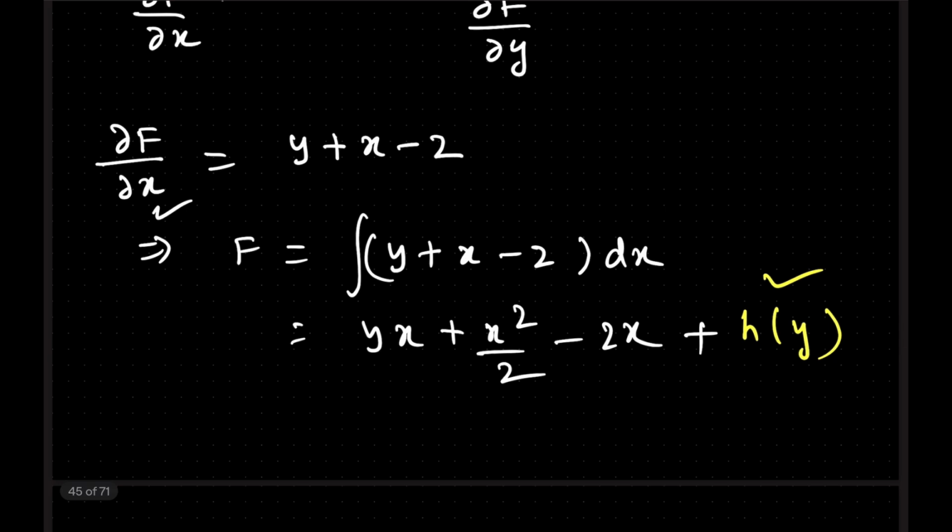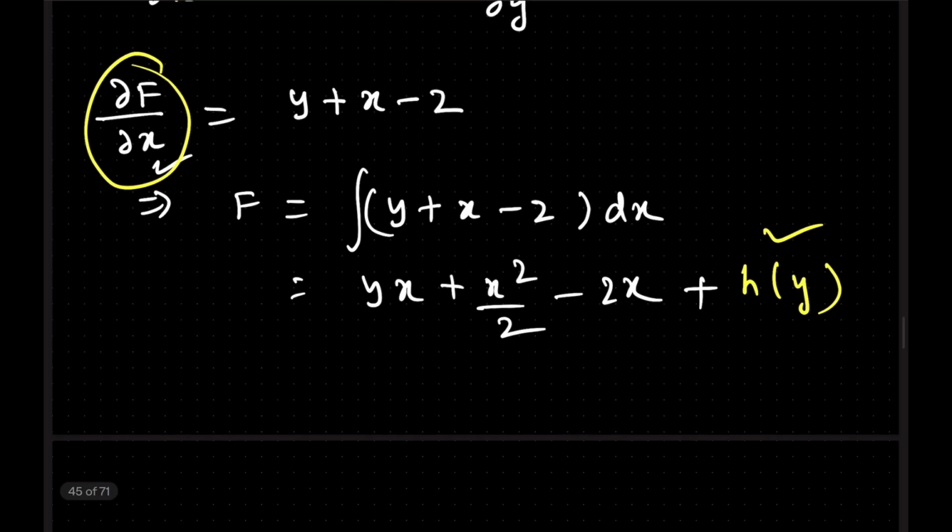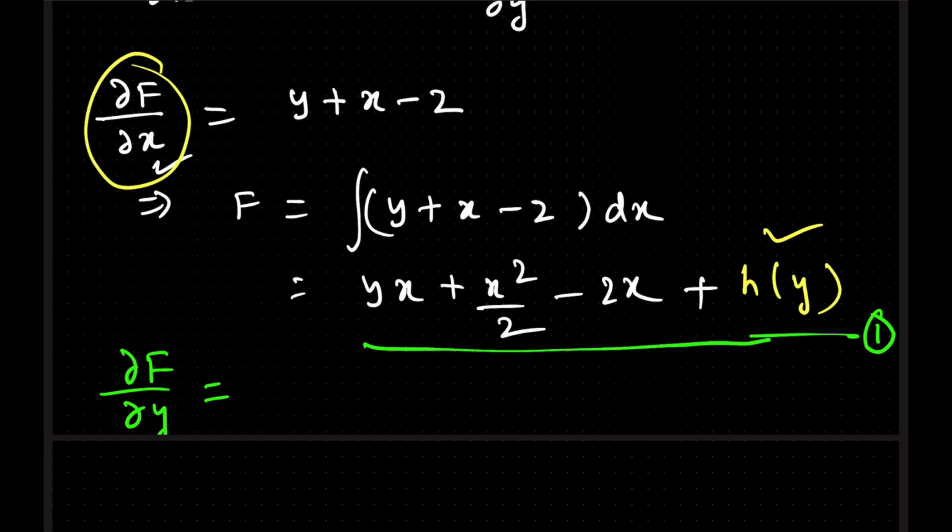So now in our step 2, since we have done partial differentiation with respect to x, now we will partially differentiate with respect to y. We will interchange, we will do it the other way. So we find dou f by dou y of this. Suppose this is equation 1, so we are finding the dou f by dou y of equation 1. We already know this is our f.